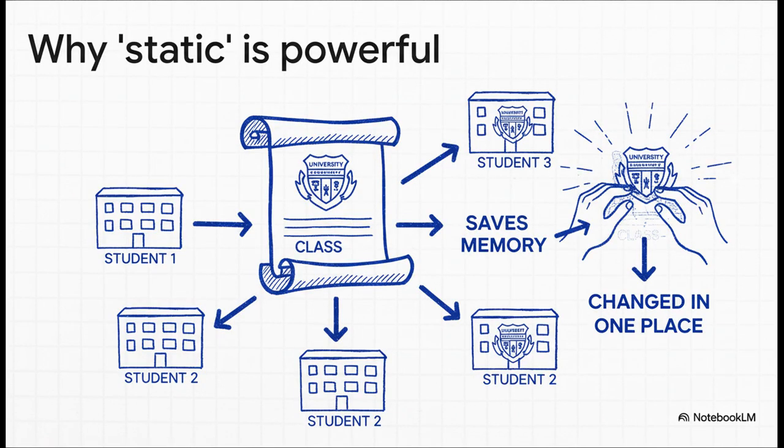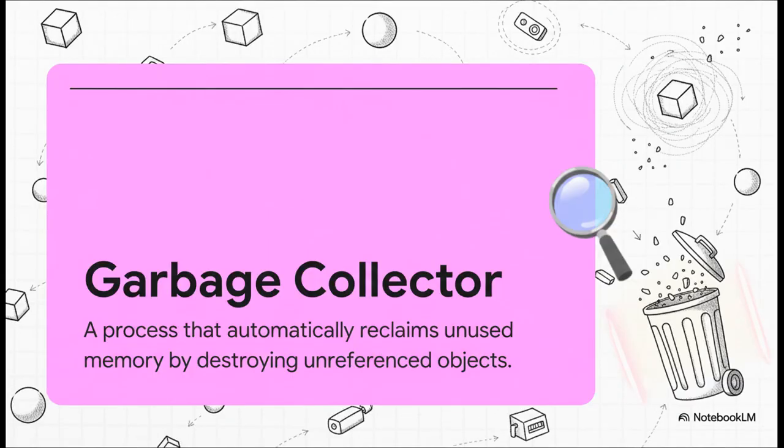And this is incredibly powerful for a few reasons. It's perfect for a common property like a college name because it saves a ton of memory. That name only exists in one single place, at the class level. And get this, if the college ever changes its name, you only have to update it in one place, on the blueprint. And every single student object automatically reflects that change. Pretty cool, huh?